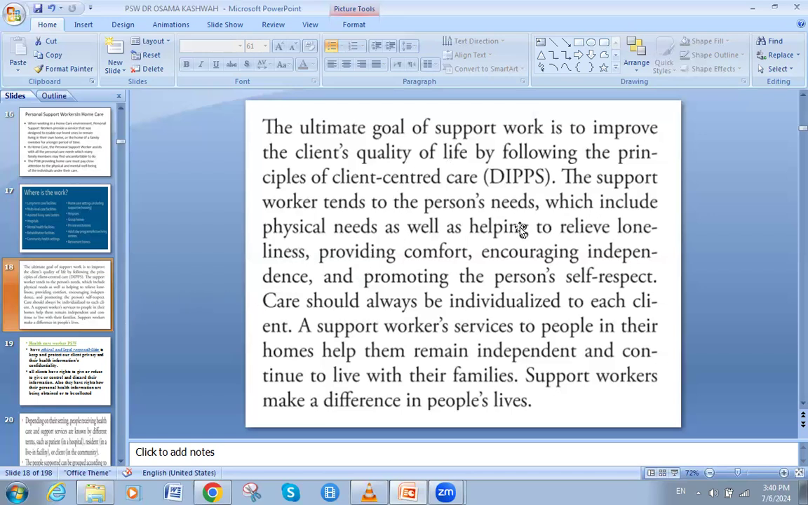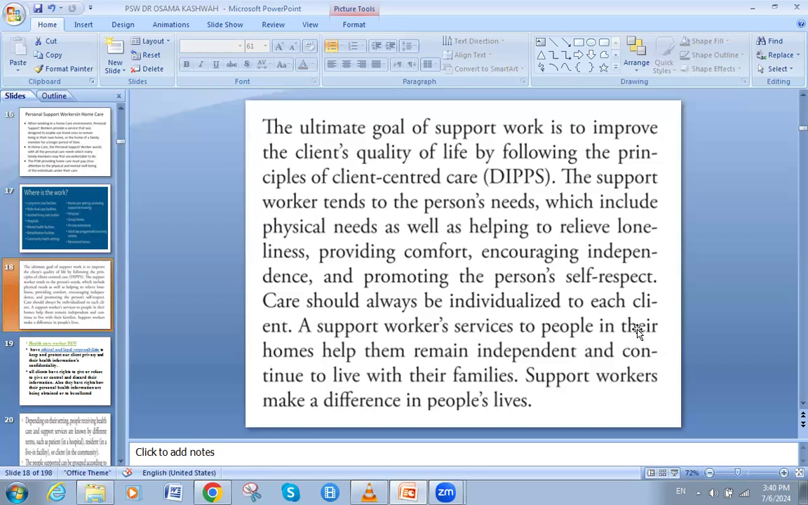So, for example, relieve loneliness. This is very important. Relieve loneliness. Some of these patients always feel that they are lonely. You are there to show them that they don't feel alienation. They don't feel like strangers. They don't feel like no one is asking about them. You have to be with them always to relieve their loneliness, provide comfort to them, encourage independence in them, and promote the person's self-respect as well.